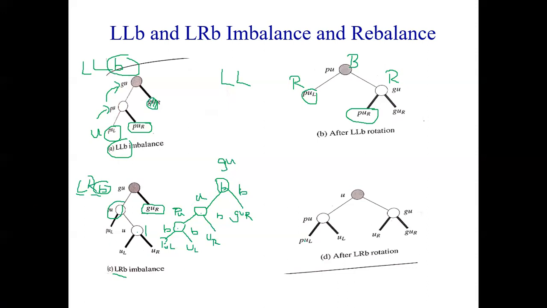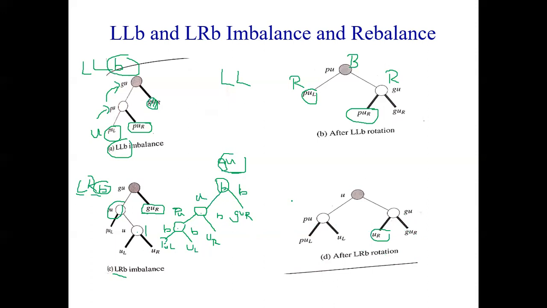Now you have to again perform the right rotation. When you perform right rotation on GU, you will get this. U will become the root of the tree, and GU will become the right child. Right of GU is GUR, and the left child of GU is what was previously to the right of U, that is UR. To the left of U is as usual PU, PUL, and UL. So you have to perform a left rotation and a right rotation.